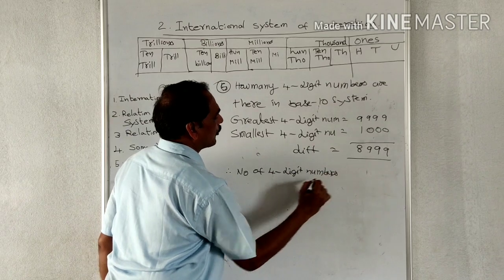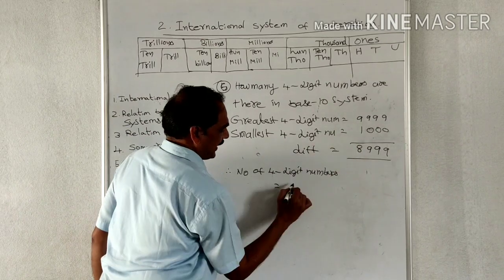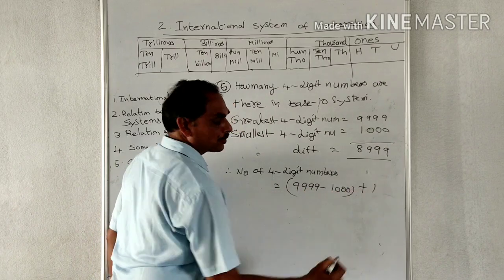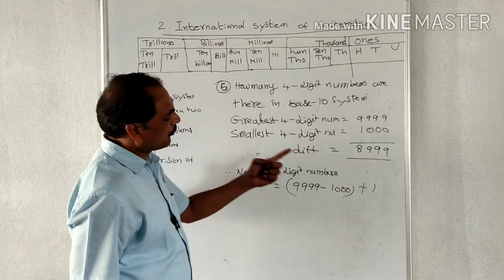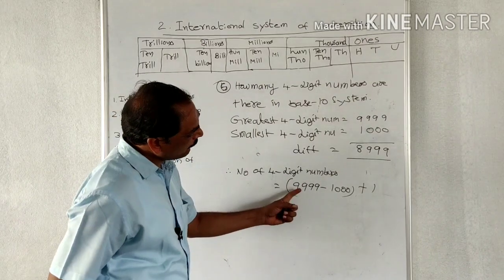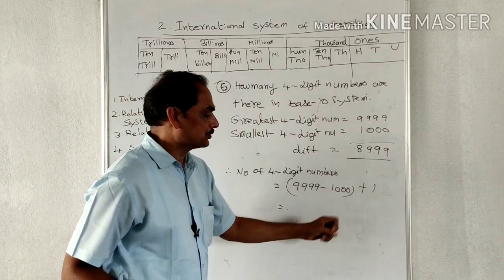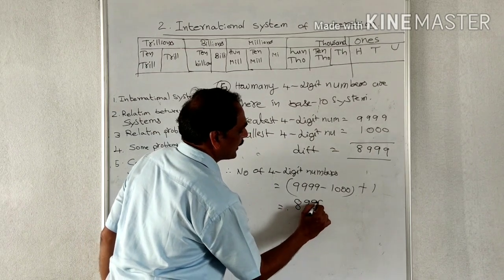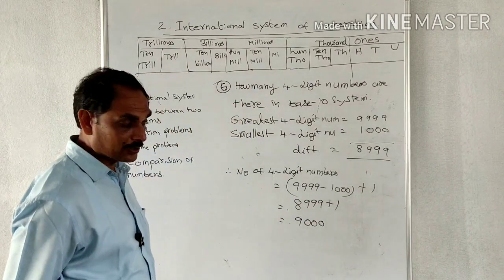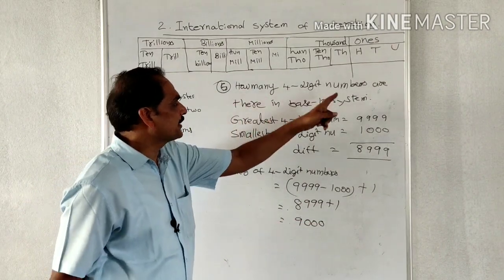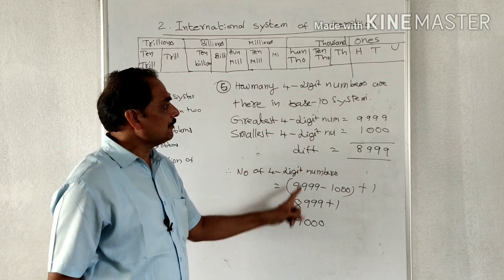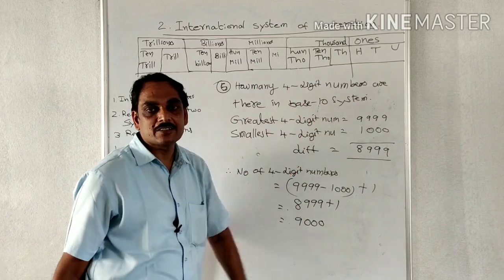To get the number of 4 digit numbers, we subtract 1000 from 9999 and add 1 to this. Then we get the number of 4 digit numbers in base 10 system. The difference between these two is 8999, plus 1, that is equal to 9000. So there are 9000 4 digit numbers in base 10 system.